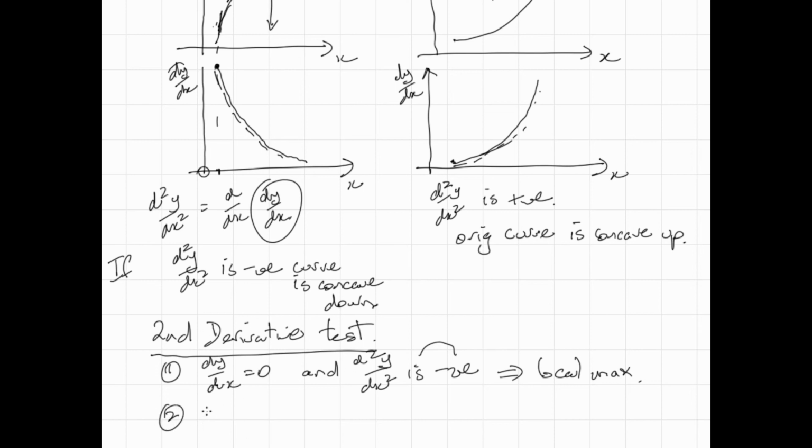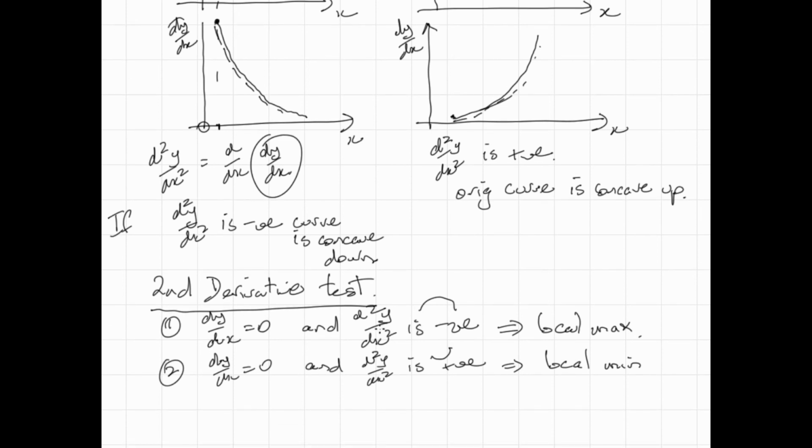The other part of the second derivative test, if dy dx equals 0 and the second derivative d2y dx2 is positive, by substituting the x value that makes dy dx equal 0 into the second derivative, and we get a positive value. Therefore, we get concave upwards, and therefore we get a local minimum. So that's if d2y dx2 is negative, positive.